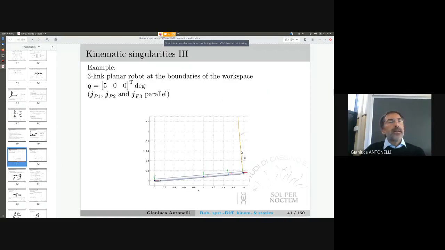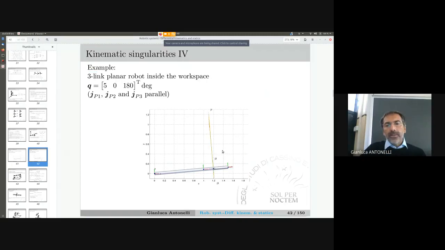And this is exactly the drawing that I made, but here it is with a three-link planar robot. It doesn't change. Here I have three lines parallel to each other, so the drawing does not represent it very well. And here I have a kinematic singularity for a three-link planar robot, where for the last one I made a pi rotation. Okay? So here I made a pi rotation. The first one is absolutely indifferent. It's 5, could be any number. Still, I'm in a kinematic singularity.